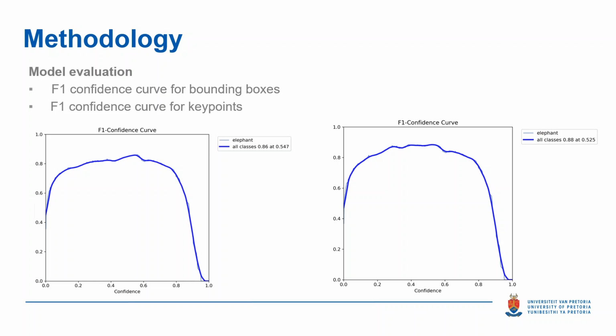For evaluation of the model, we used F1 confidence curve for both key points and bounding boxes. The two curves help visualize how well the model is performing in terms of identifying the elephant in an image and measuring the back length at varying confidence threshold.